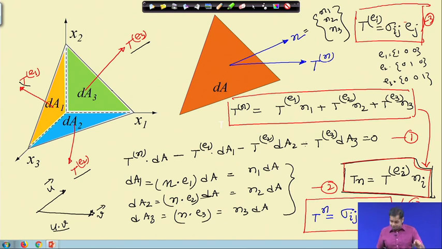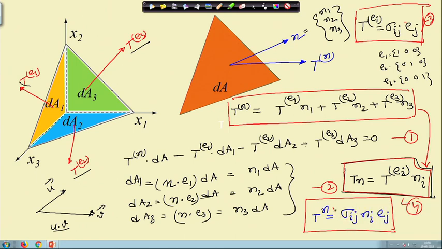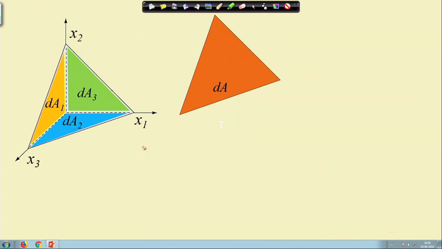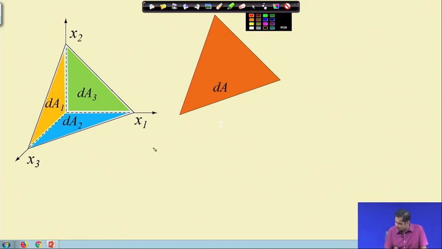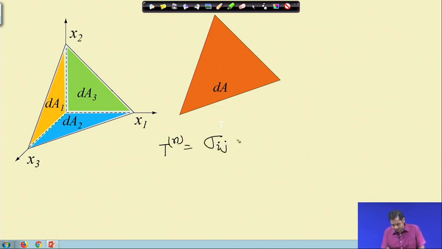You see, if we know sigma ij, which is defined with respect to a coordinate system, and that coordinate system is defined with respect to the basis vectors E1, E2, E3, Ej, and then if we take any arbitrary plane which is defined by a normal vector n, then the traction on this plane can be obtained by this. Okay. So, traction is written as Tn equal to sigma ij ni Ej. That is what we just wrote.